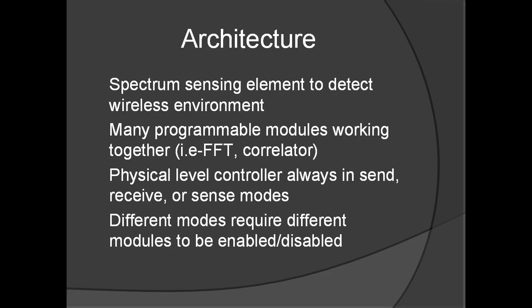The architecture of these systems includes a spectrum sensing element to detect the wireless environment to see if it's okay to transmit or if the primary user has arrived. Many modules working together, such as fast Fourier transform or a demodulator or correlator, are all programmable in such a system, so they can be modified or enabled or disabled. The physical level controller is always in a send, receive, or sense mode, and in each of these modes, different modules are turned on or turned off according to the functions required.